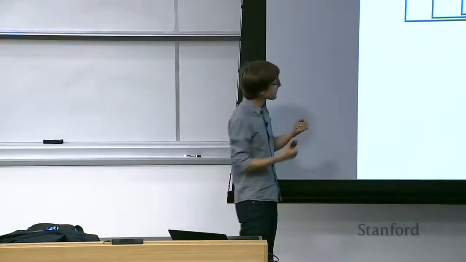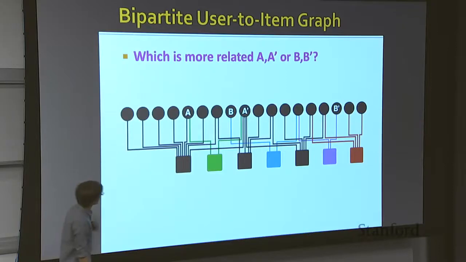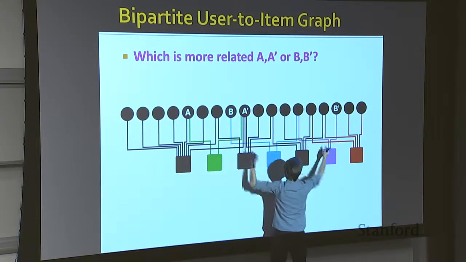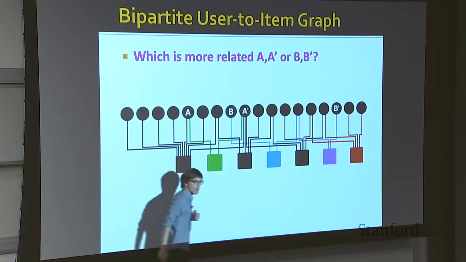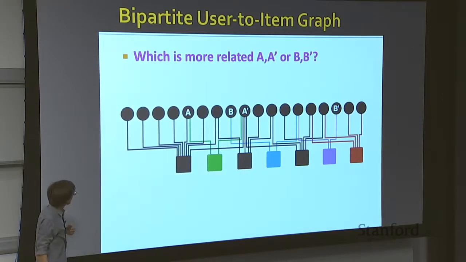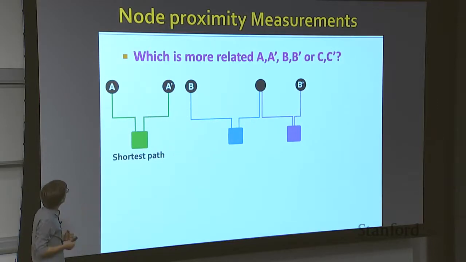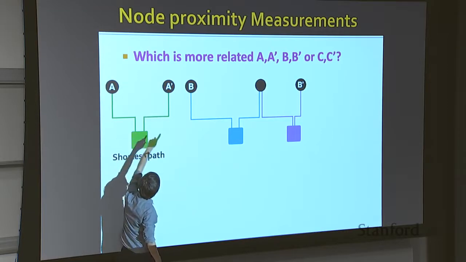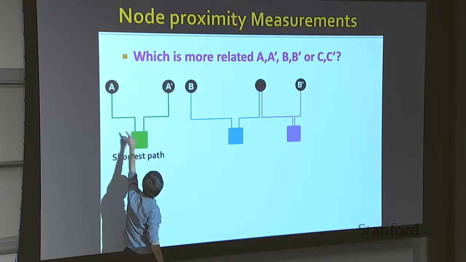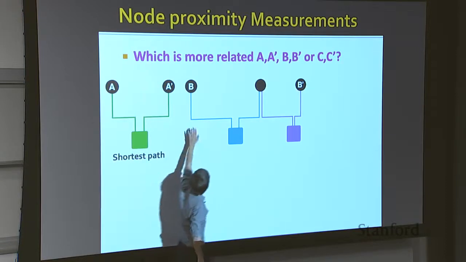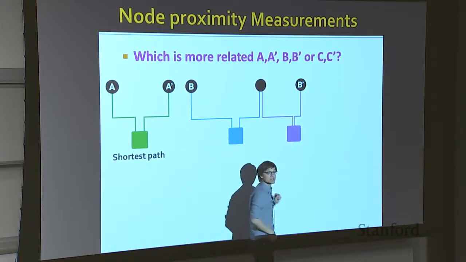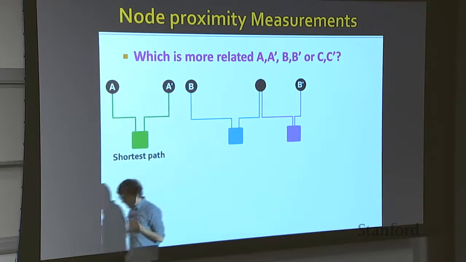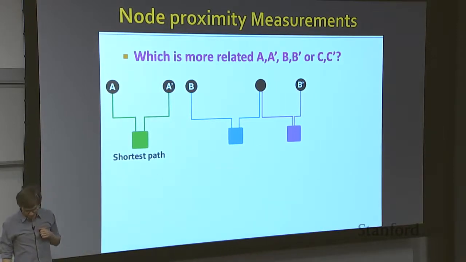So the question becomes, if I want to find items that are related, I could ask, are items A and A prime more related than B and B prime? How would you compute that, right? And let me just take out the subgraphs of A prime and B prime. You would say, A and A prime are basically 2 hops away. There is 1 user in between, but B and B prime, there are 2 users in between. So A and A prime should be more related than B and B prime, right?